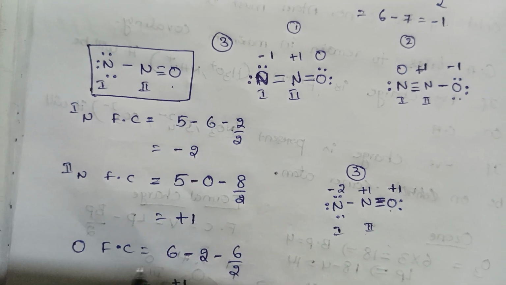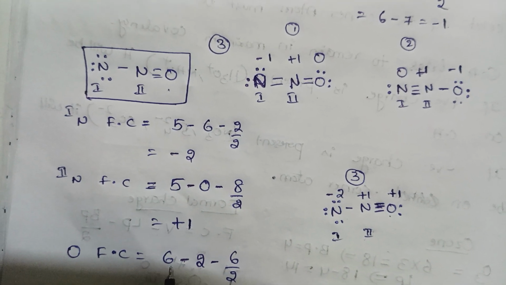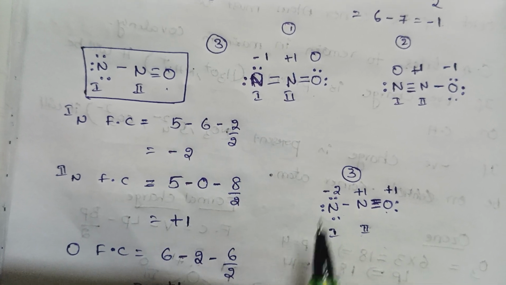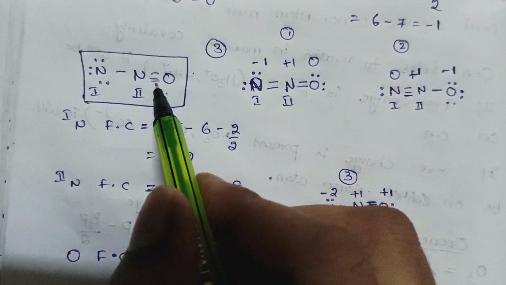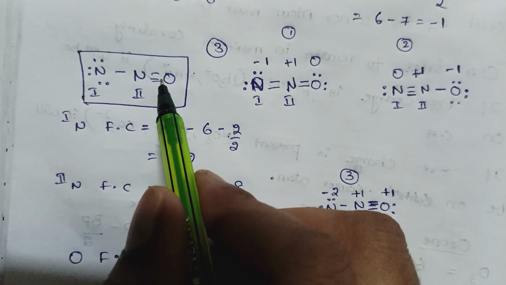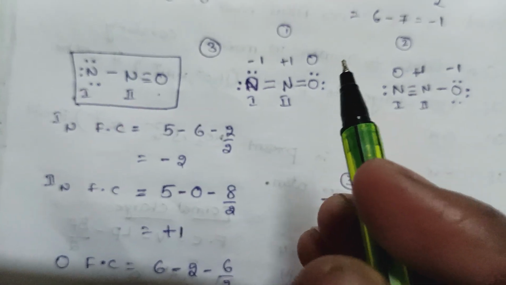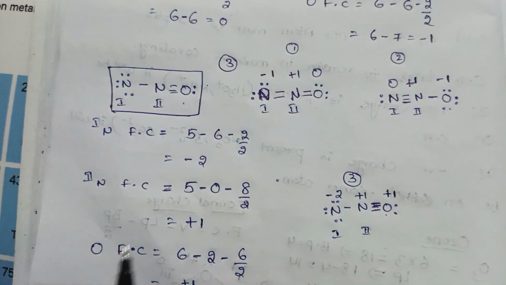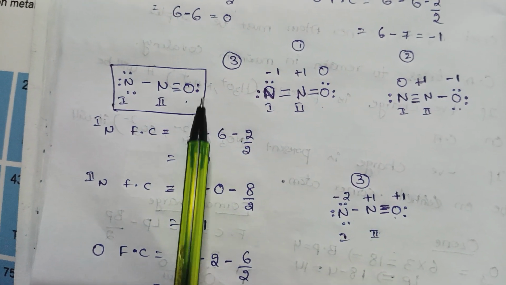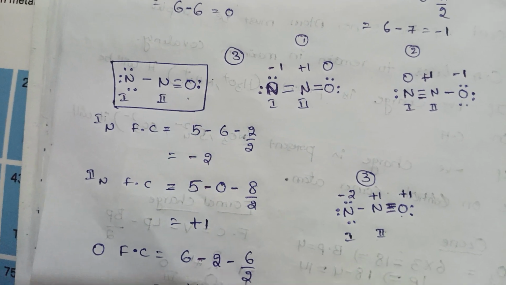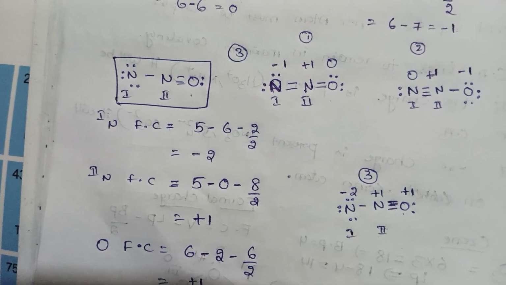For the oxygen atom, formal charge. How many valence electrons are present in the free state? For oxygen, 6. 6 minus how many? How many lone pairs? 2. How many bond pairs? 6, divided by 2. We got the plus 1 formal charge for the oxygen atom.